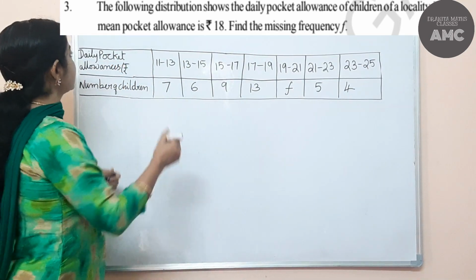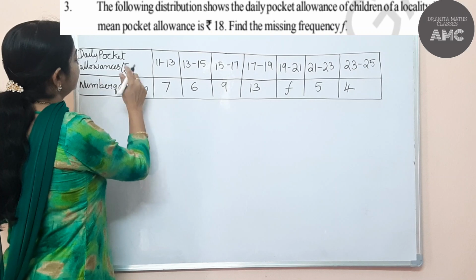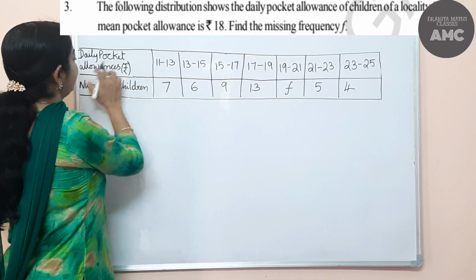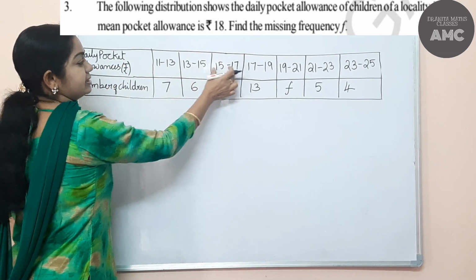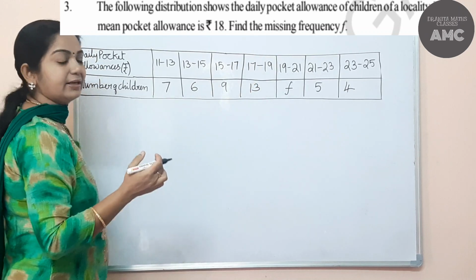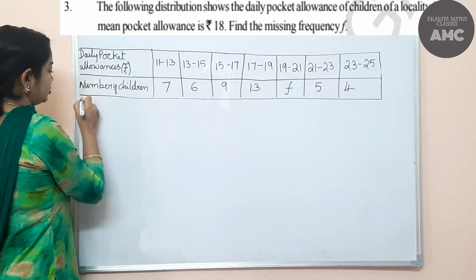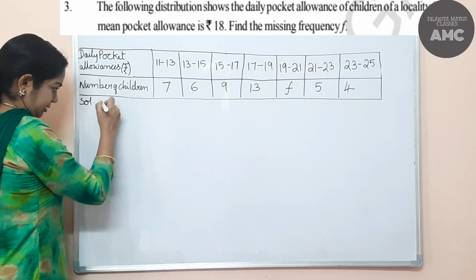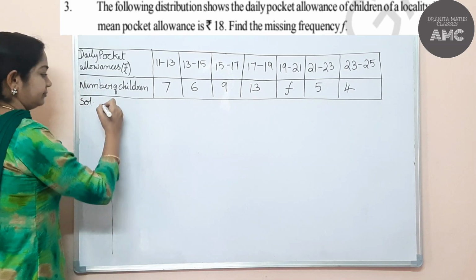Now, in this problem, these are the daily pocket allowances in rupees. It is given in the form of class intervals. Let us do this by forming the tabular column.